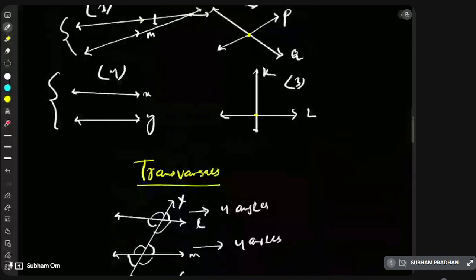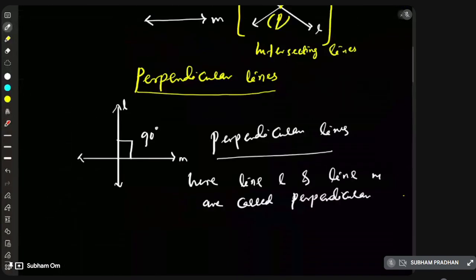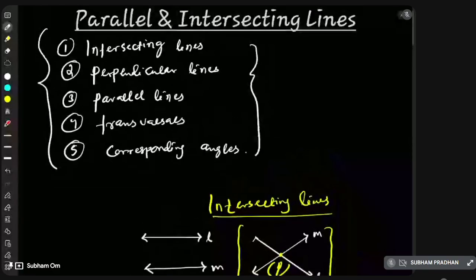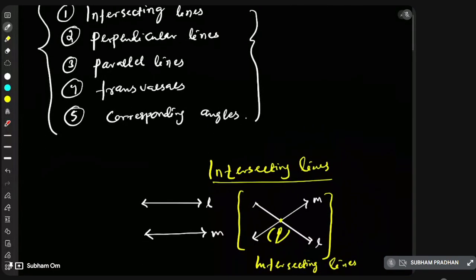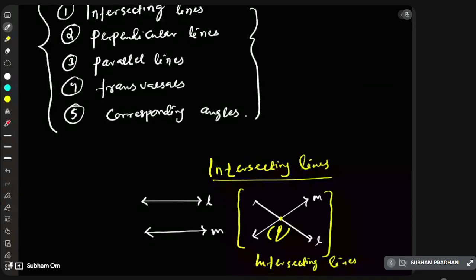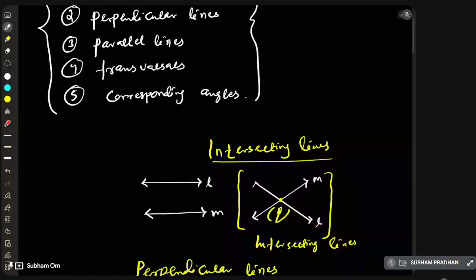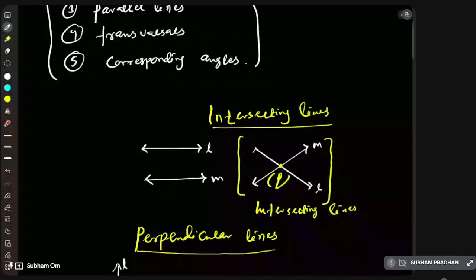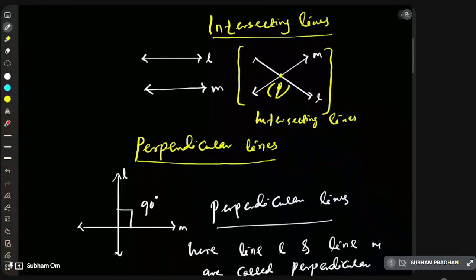In this class, we discussed what intersecting lines are, what perpendicular lines are, what parallel lines are, what a transversal is, and what corresponding angles are. In the next class, we'll talk about alternate angles.